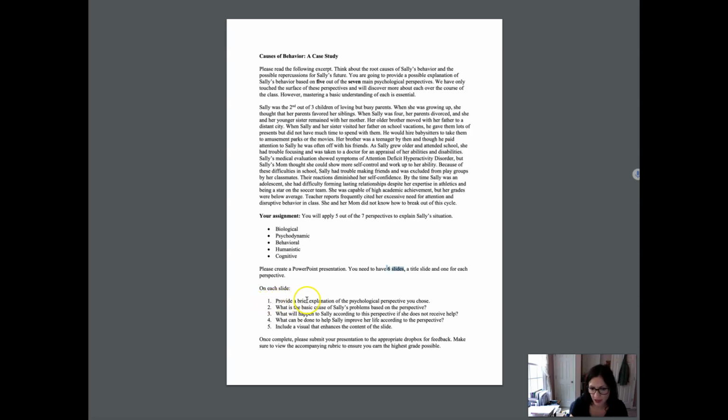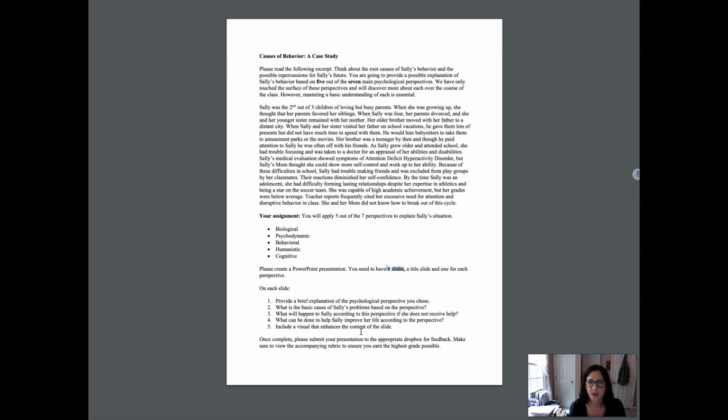Number 1, a brief explanation of the psychological perspective that you chose to start with. So you could say biological, psychodynamic, behavioral, humanistic, or cognitive. Number 2, what is the basic cause of Sally's problems based on this perspective? Number 3, what will happen to Sally according to this perspective if she does not receive help? Number 4, what can be done to help Sally improve her life according to the perspective? And number 5, you're going to choose a visual that enhances the content of that slide, which would be enhancing the content of the perspective.